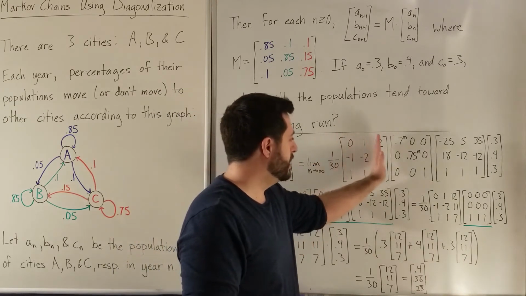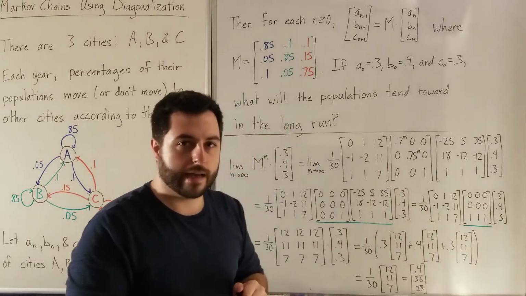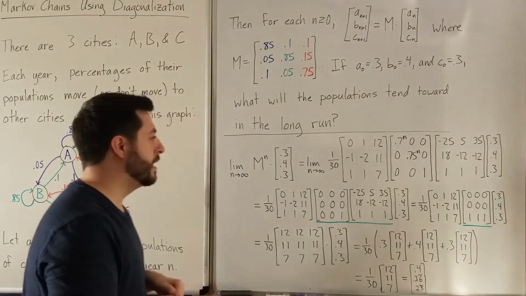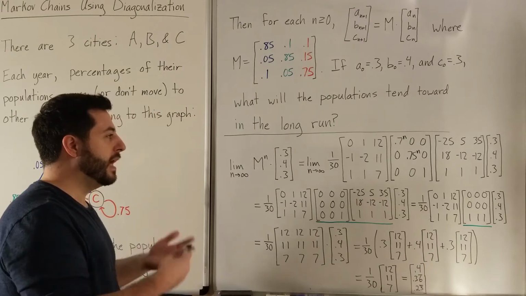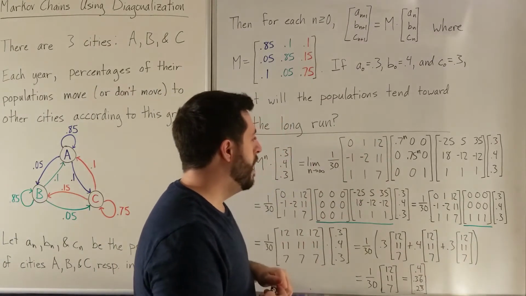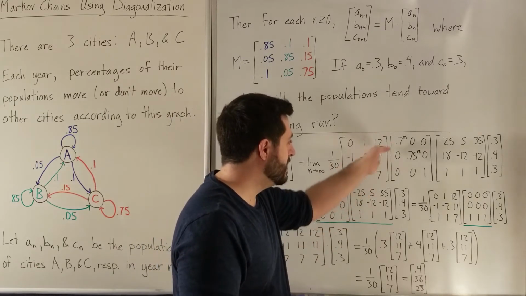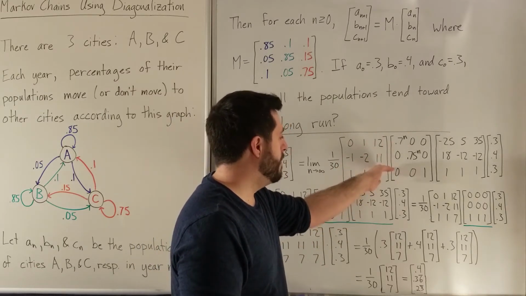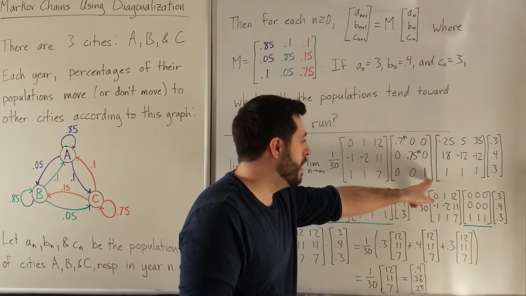Remember, the columns of this P matrix are exactly the eigenvectors of this transformation. So these could be scaled in multiple ways. I chose a nice scaling so that these were all integers. But the point is, this is some eigenvector with eigenvalue 1, right?